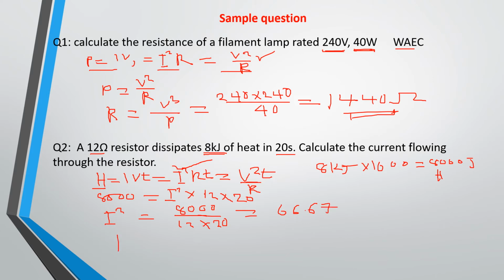Then I will take the square root of that, the square root of 66.67, and that gives us, from your calculator, 8.16 amp. 8.16 amp. So what I want you to take note of is how I'm using the formulas.